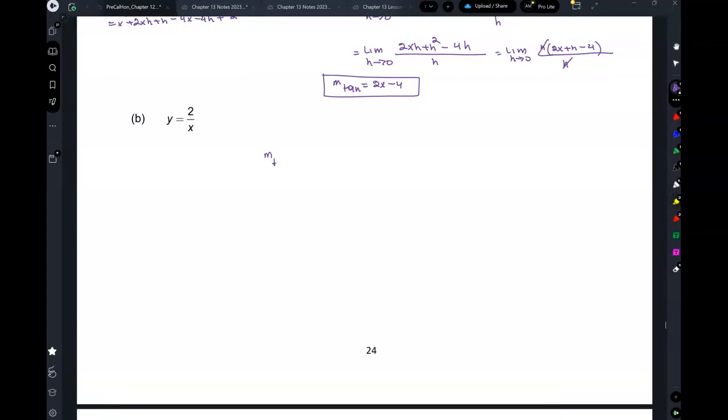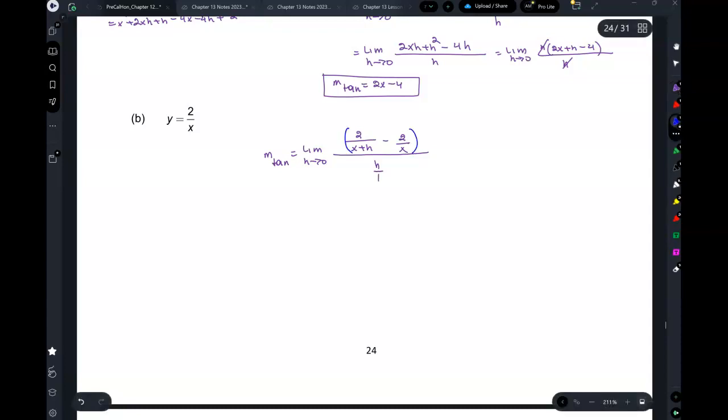So the slope of the tangent line is the limit as h approaches 0 of 2 over x plus h, minus 2 over x, all over h. Now we need to simplify this because if I plug in h equals 0, I get 2 over x minus 2 over x, 0 over 0, so that's not cool. So here's what I need to do. The denominator here is over 1, correct? So here, multiply by the mega common denominator.